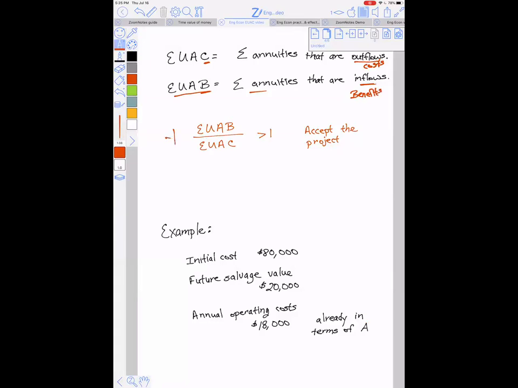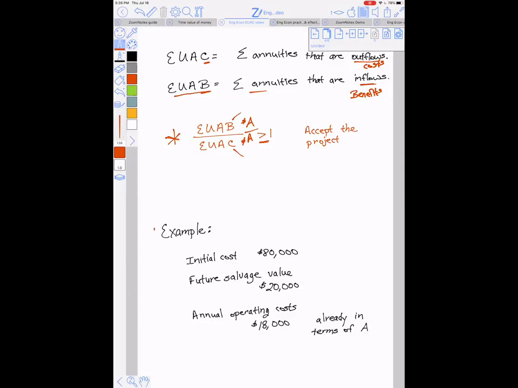And basically then, here's our decision rule. We divide the benefits by the cost. So EUAB, that annuity amount, that is the annual amount of the benefits, divided by the annuity amount of the cost. Those are both in terms of A, but the numerator is the benefits and the denominator is the cost. We want that to be greater than 1.0. If it is, then accept the project because the benefits are greater than the costs.